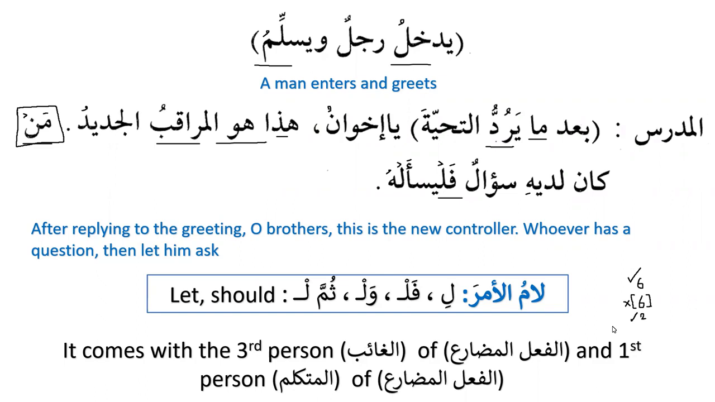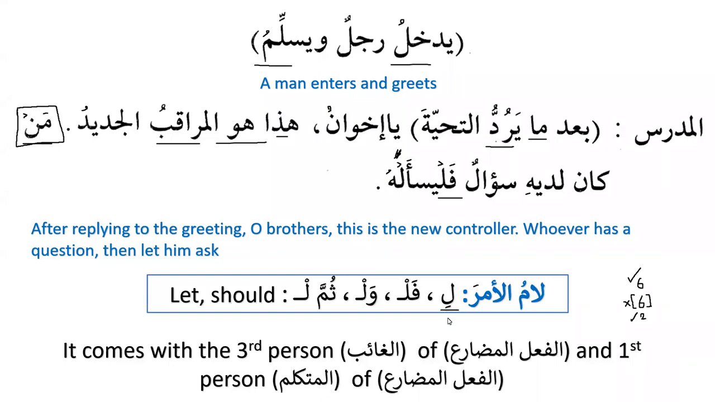And what happens after that? After lam al-amr, the mudari becomes majzoom. Please remember that after lam al-amr, the mudari becomes majzoom, as we can see over here. Fal yas'alhu. So it is basically yas'aluhu, but the mudari becomes majzoom. And it has 4 forms that have occurred in the Quran. So it can be li.